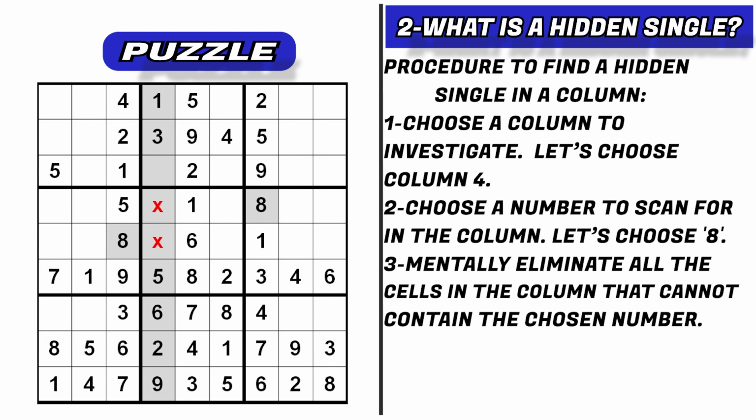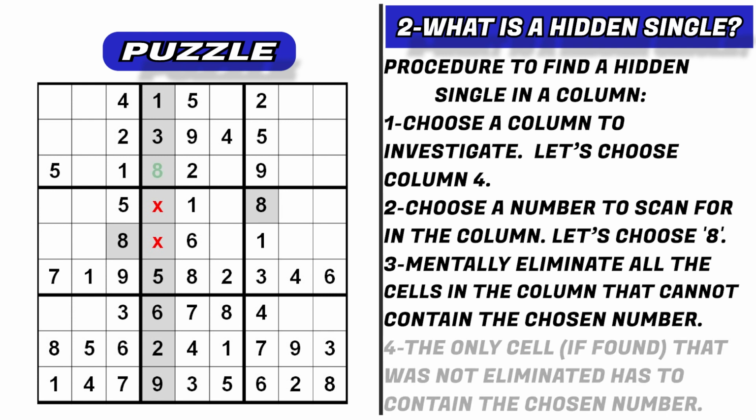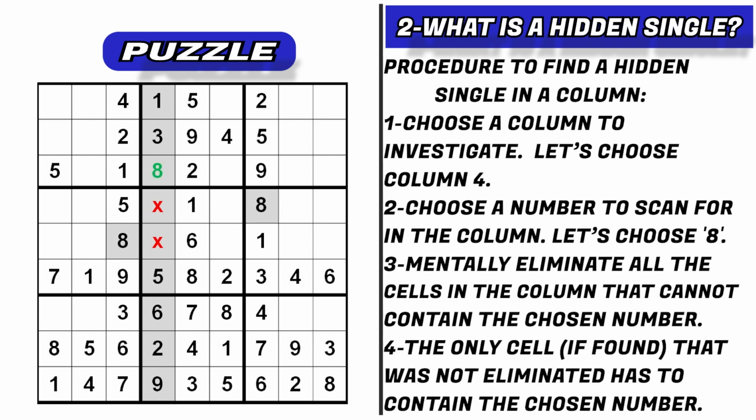As you can notice, column 4 has 3 empty cells. 2 of them cannot contain the number 8. We marked those 2 cells with a red cross in our grid. The 2 cells marked with a red cross cannot contain 8 because there is already an 8 in their respective rows. As you know, one of the rules of Classic Sudoku is that a number cannot be repeated in a row. Step number 4. If we are left with only one cell that was not eliminated at step number 3, that cell hides a single, which is your chosen number.